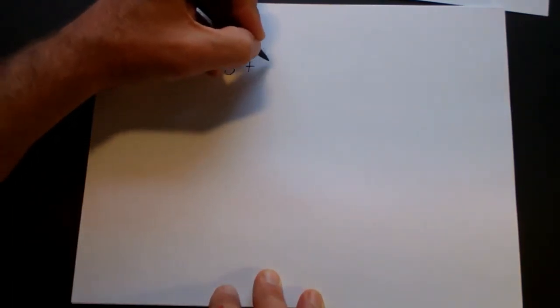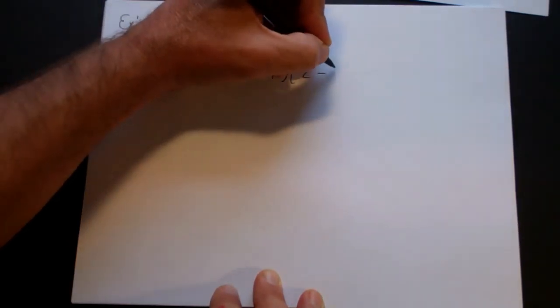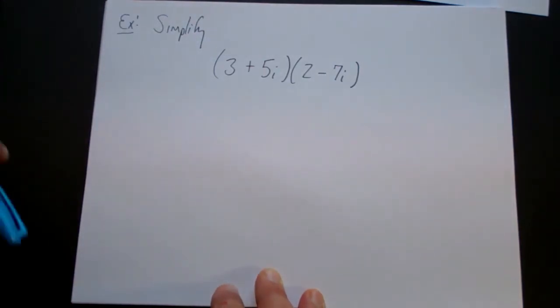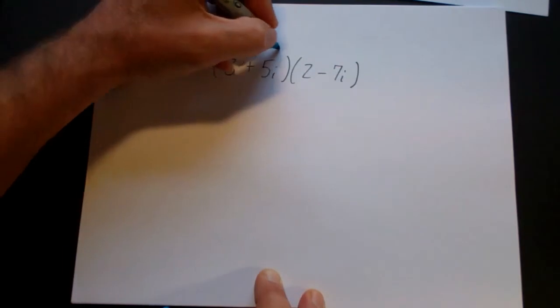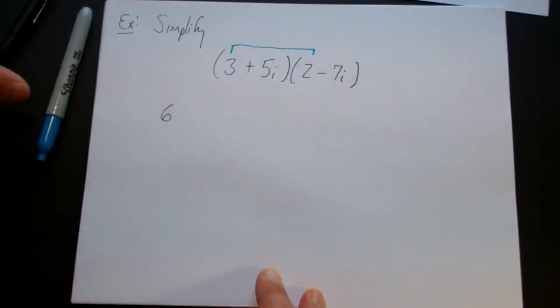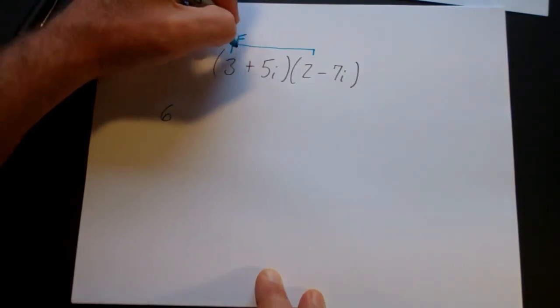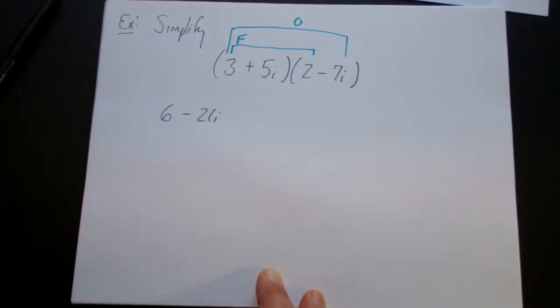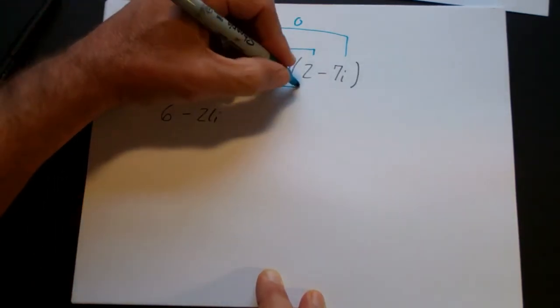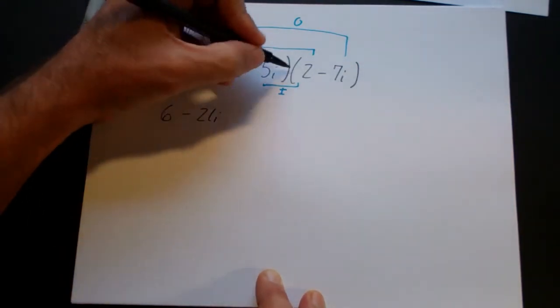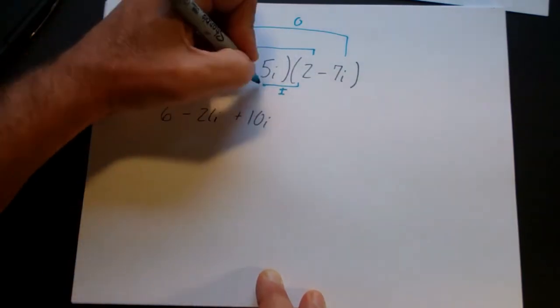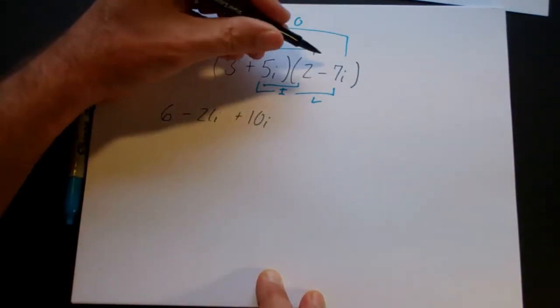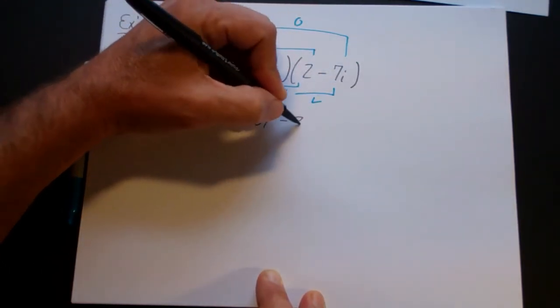Let's do a somewhat harder problem. Let's do a FOIL problem. So it'll just say simplify (3 plus 5i)(2 minus 7i). So here we're going to use FOIL, treating this just like they're x's. So it's 3 times 2, which is 6. That's the F. You have O. O stands for outside. So you have 3 times negative 7, which is minus 21i. You have I for inside. 5i times 2 is 10i. And lastly, you have the last one, L. So that's 5i times negative 7i, which is a minus 35i squared.